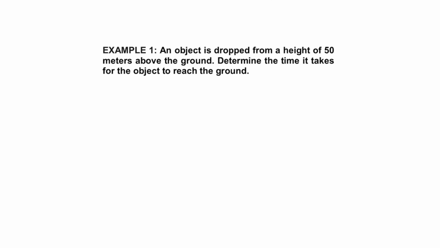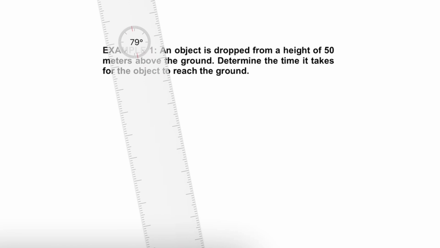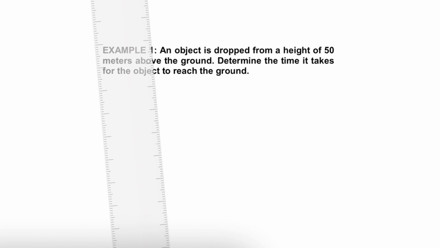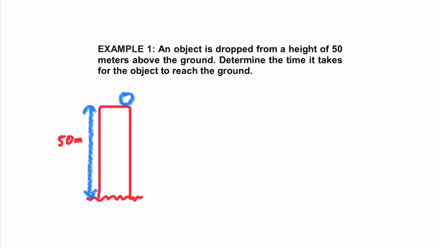In our first example, we have an object that is dropped from a height of 50 meters above the ground. Determine the time it takes for the object to reach the ground. Before we can even attempt answering our question, let's visualize. Let's see how our situation will look like. There we go. We have our object being dropped from a height of 50 meters.